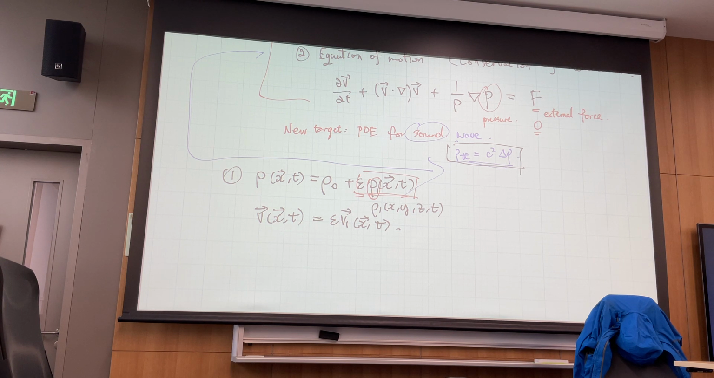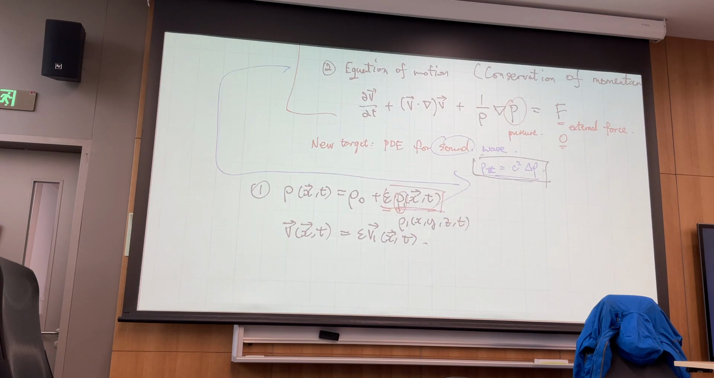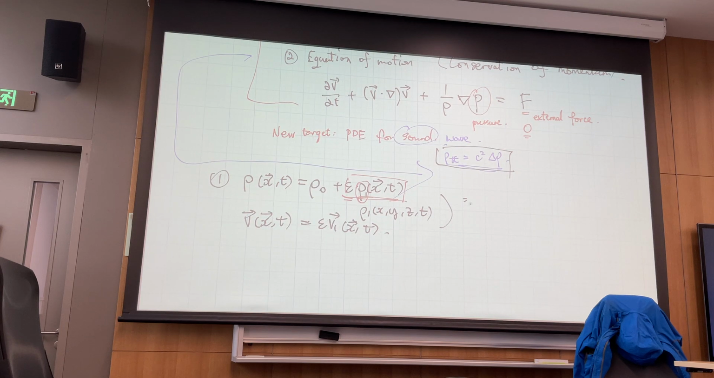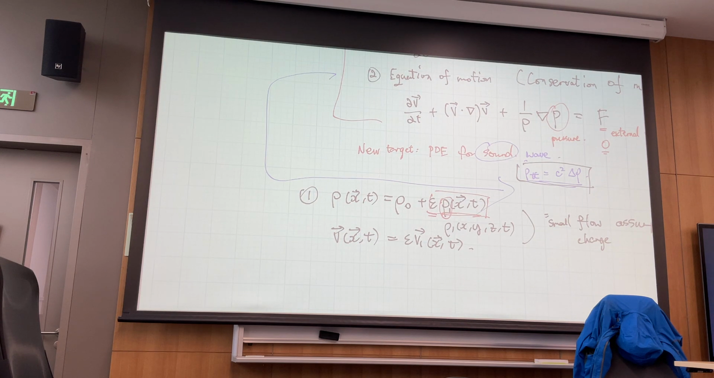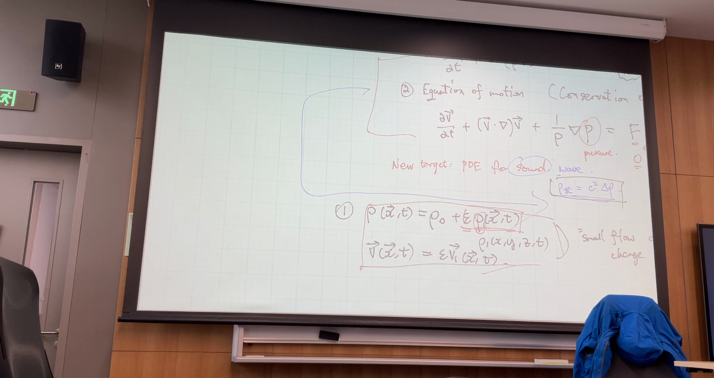Okay. Now I have made these assumptions. This is called the small flow, or small change, assumption. After I made these two assumptions, what I'm going to do is put these two things back into these two equations, and let's see what will happen.